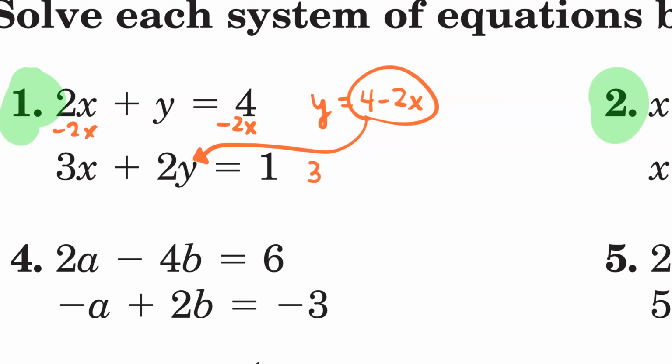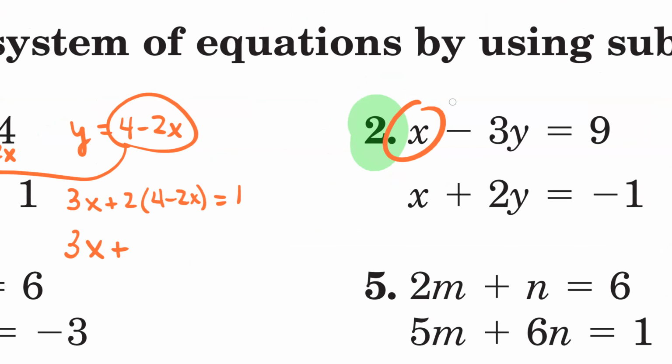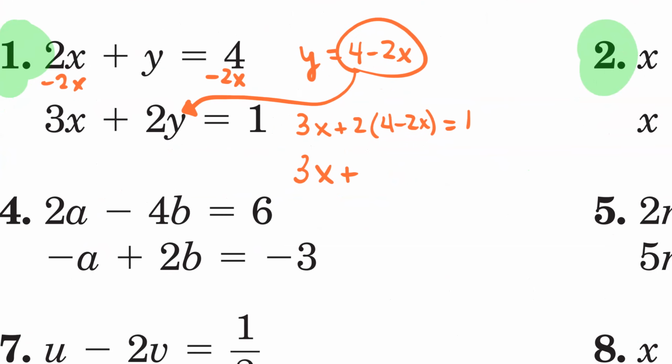Okay, so I have 3x plus 2 times 4 minus 2x is equal to 1. We could have done it the other way. I'd have to get x by itself first. But we can do either, right? Normally you use substitution if one of the variables has no coefficient, but I'm saying in general, like this one, get x by itself. Yeah, I see what you mean now.